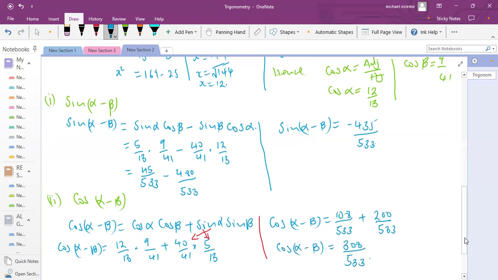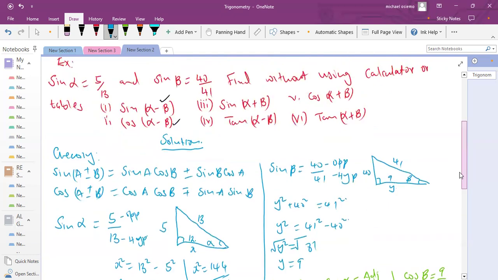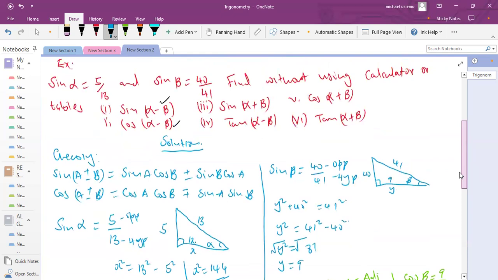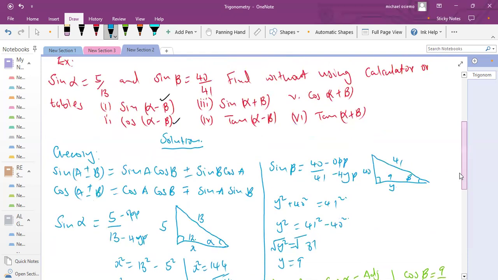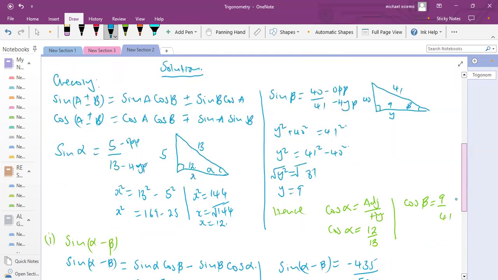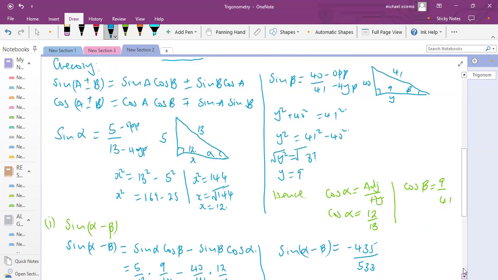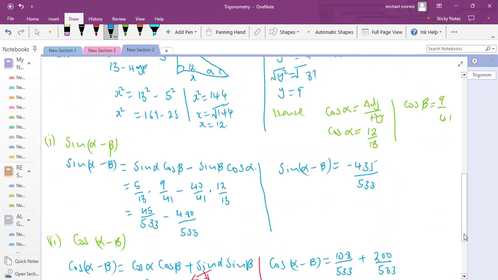So as we have agreed, you're going to do the rest as your assignment, to test whether you've understood the compound angle formulas. So do sine(alpha plus beta), tan(alpha minus beta), cos(alpha plus beta), and tan(alpha plus beta). Before we go to the half angle formulas, we need to do the double angle formulas. So the next part is double angle formulas.